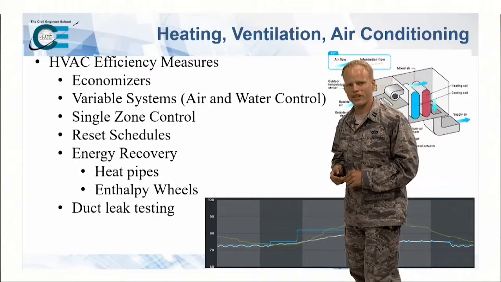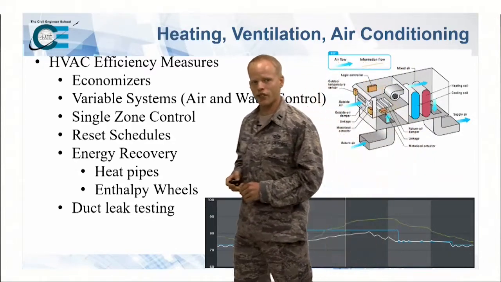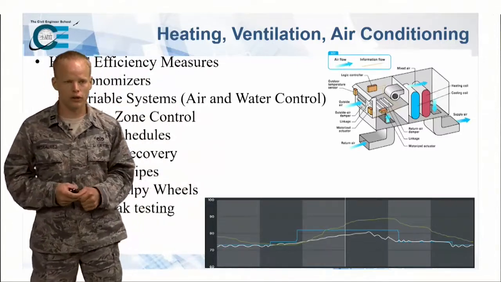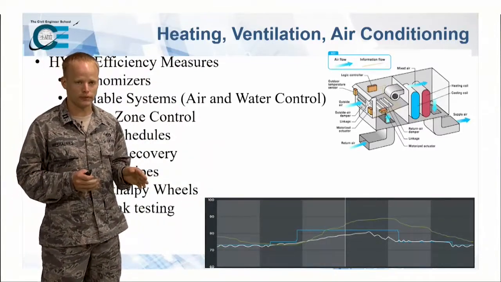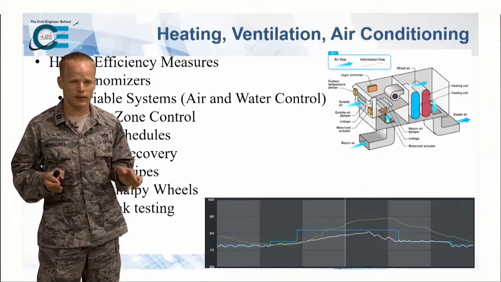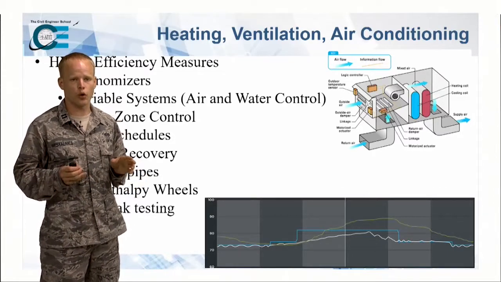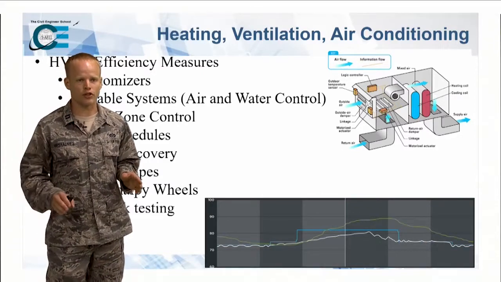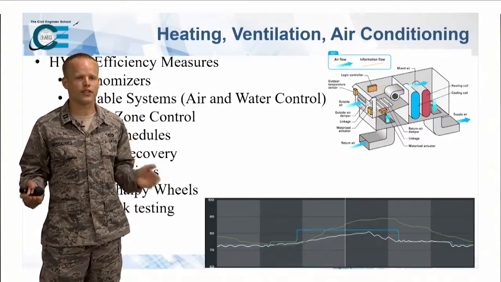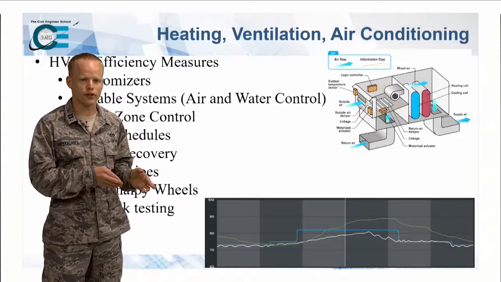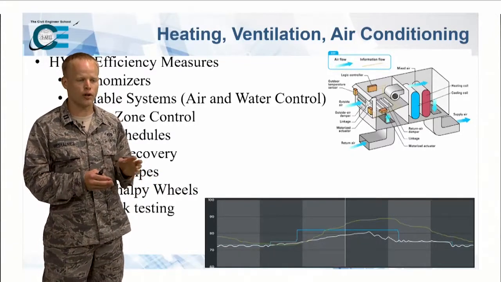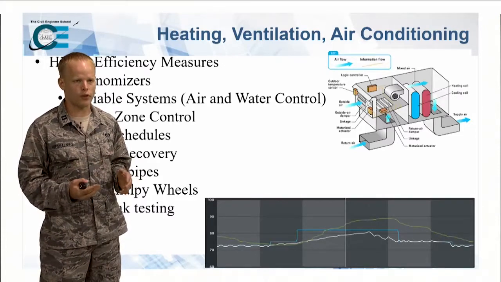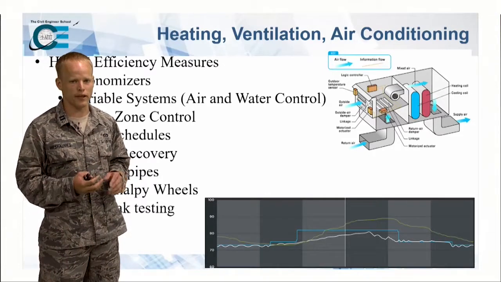You can put in a reset schedule. I skipped the zone control. By maximizing your zone control, so if you have more zones, you can then control each zone more specifically. If you don't have a load in one of your zones, why cool it? Well, if it's connected, now you're dumping cold air into an unoccupied room. So if you can better zone your building, putting thermostats in those locations, you'll save energy.